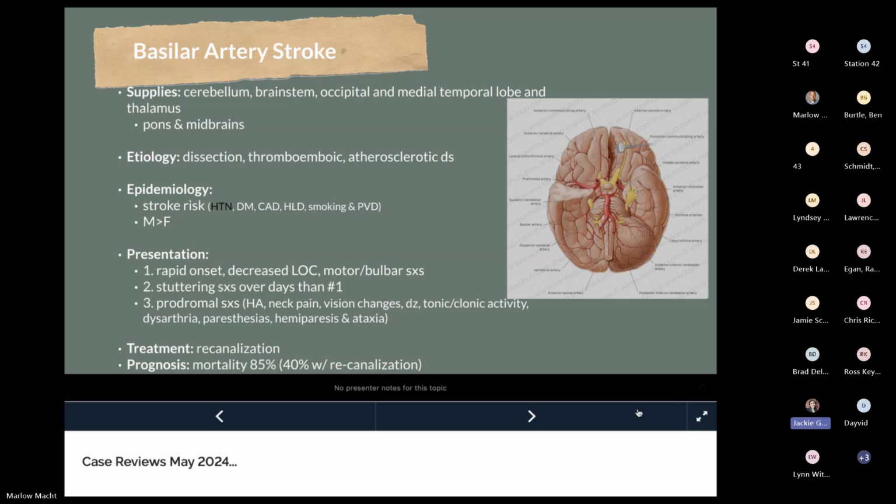So the basilar artery is this right here, and it supplies the cerebellum, the brainstem, the occipital and medial temporal lobes, as well as the thalamus. And it supplies the bifurcating vessels to the pons and midbrain, so pretty important. And it's supplied from the vertebral arteries that confluence to create the basilar artery. Basilar artery strokes can occur from vascular dissection, thromboembolic disease, and atherosclerotic disease.